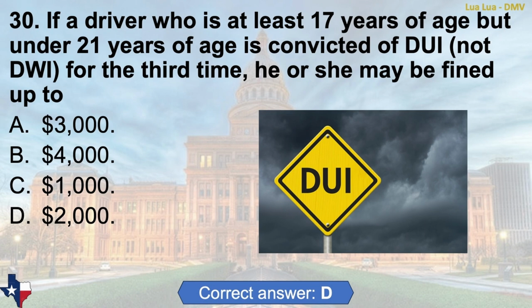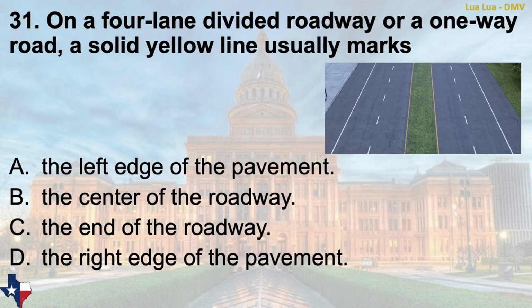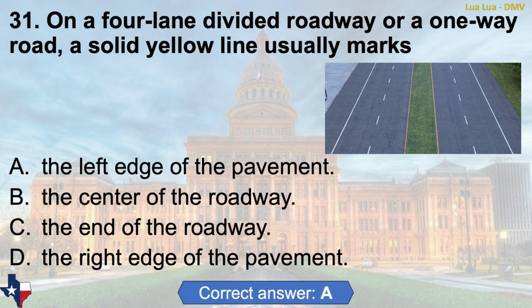$2,000. Question 31. On a 4-lane divided roadway or a one-way road, a solid yellow line usually marks A. The left edge of the pavement. B. The center of the roadway. C. The end of the roadway. D. The right edge of the pavement. The correct answer is A. The left edge of the pavement.